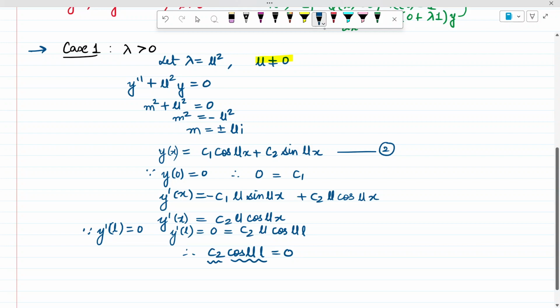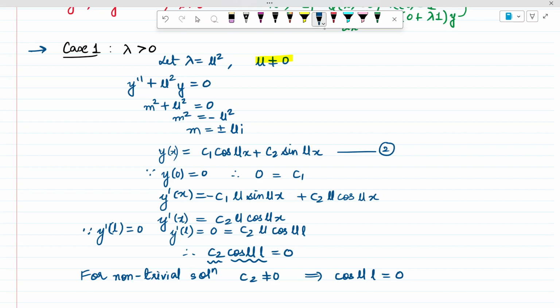Product is 0. If I want a non-trivial solution, c2 0 हो जाएगा तो trivial हो जाएगा ना solution. Equation 2 में अगर c2 और c1 दोनों 0 डालोगे तो y of x is equal to 0 बचेगा, मतलब trivial solution हो जाएगा. For non-trivial solution, c2 is not equal to 0, which implies cos of nu l will be equal to 0. Cos की value 0 कब होती है?